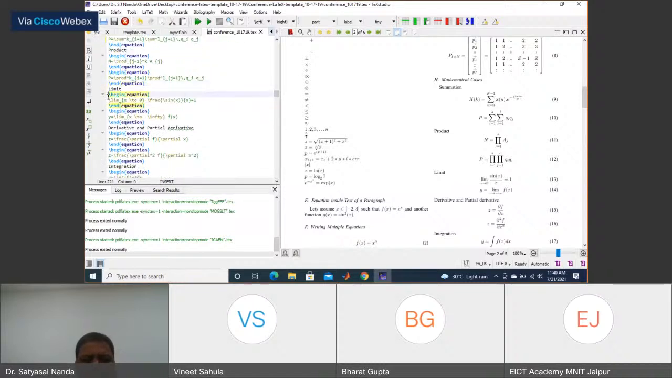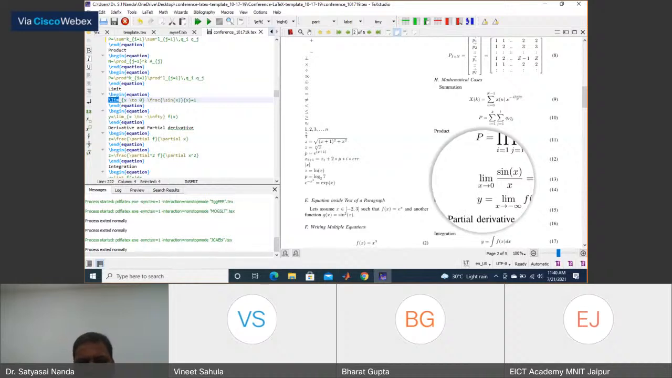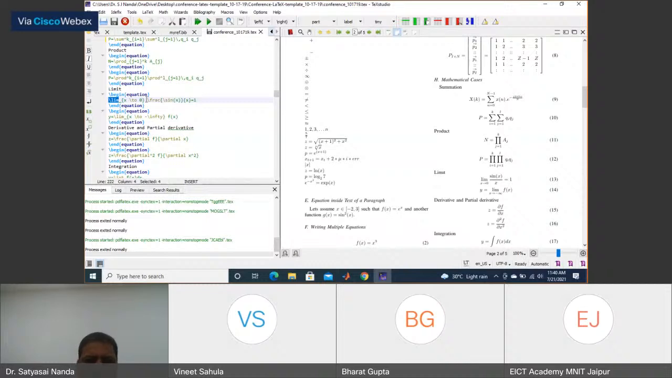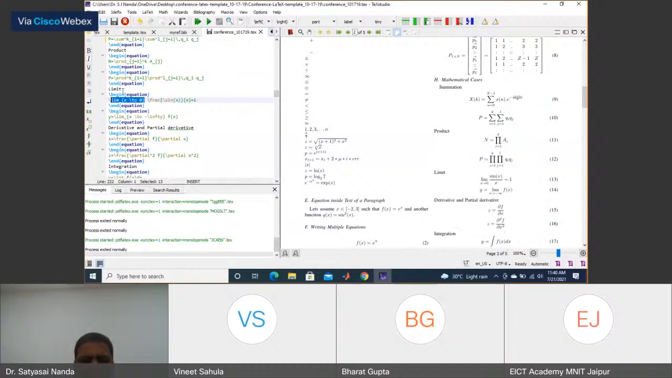So here for writing limit x approaches 0, I have written \lim for the limit, and then below the limit x approaches 0. If you observe, below the limit x approaches 0, so limit underscore x to 0. x to 0 will create this particular arrow, x tends to 0, so x to 0 inside the underscore. You write like this: limit underscore x to 0, then fraction sin x by x is equal to 1. So the \frac command you will use.